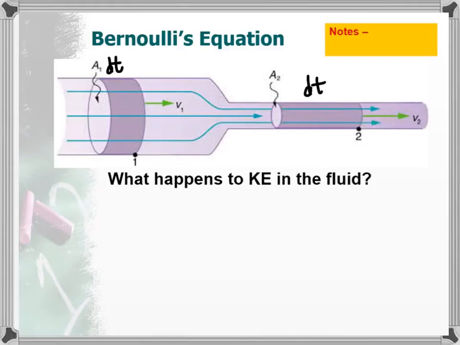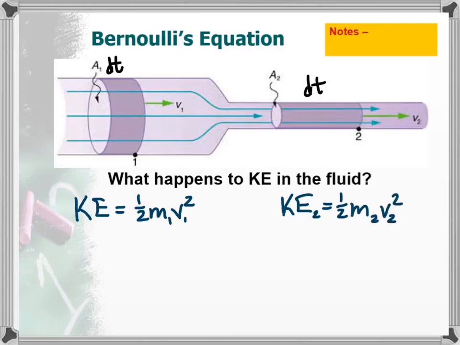What happens to the kinetic energy in this fluid? Well, I can say that the kinetic energy in this section of the flow is 1/2 times the amount of mass in that volume, times V1 squared. And at A2 I can write a similar equation.